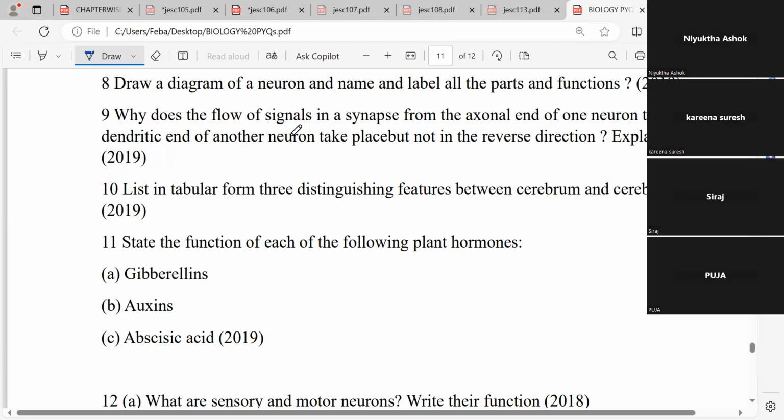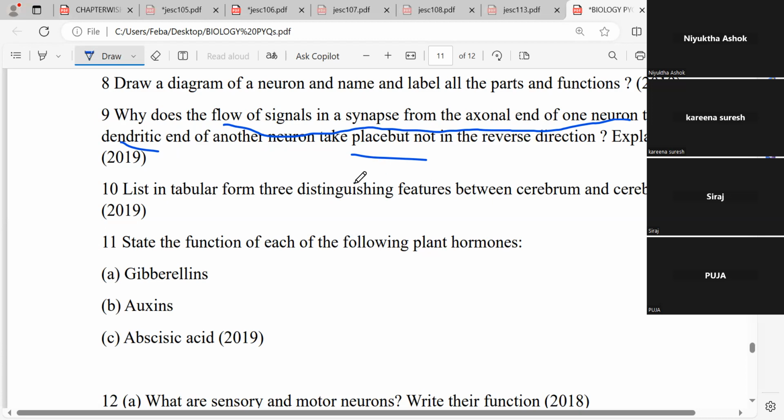The flow of signals in the synapse is from the axonal end to the dendritic end. It's not in the reverse direction. Why is it so? Because it's unidirectional. Because the neurotransmitters are present only in the axonal end. They are not present at the dendritic end.